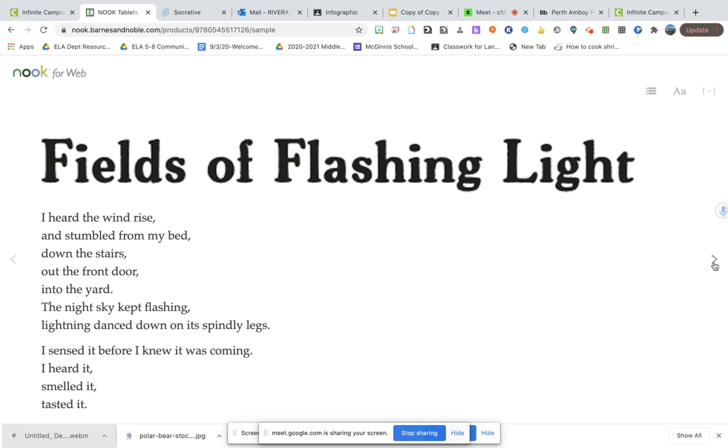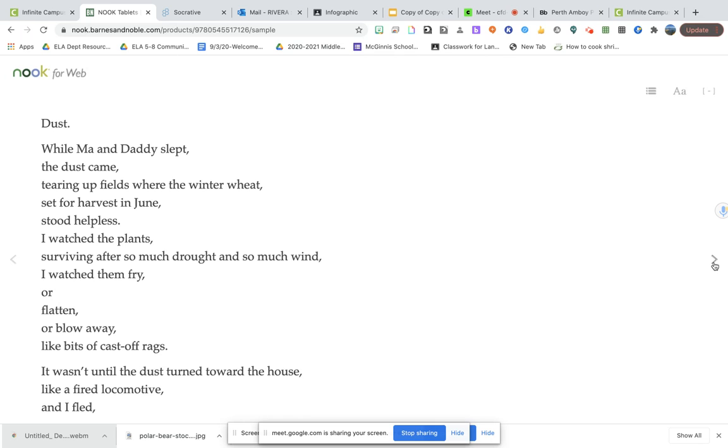I sensed it before I knew it was coming. I heard it, I smelled it, tasted it. Dust. So again, this is an example of a dust storm. While Ma and Daddy slept, the dust came, tearing up fields where the winter wheat.